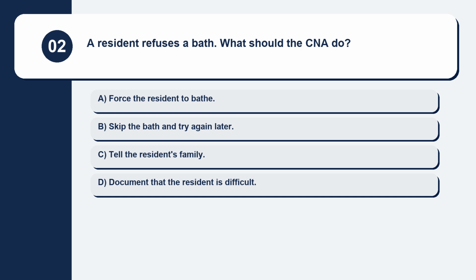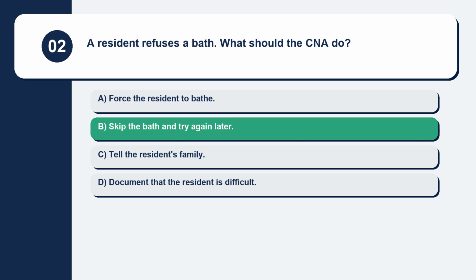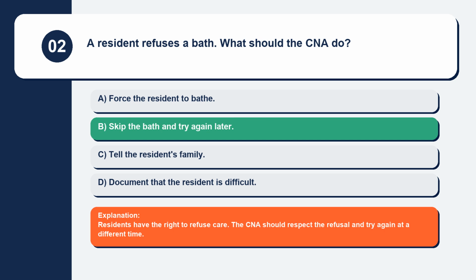Question 2. A resident refuses a bath. What should the CNA do? Force the resident to bathe, skip the bath and try again later, tell the resident's family, document that the resident is difficult. Residents have the right to refuse care. The CNA should respect the refusal and try again at a different time.